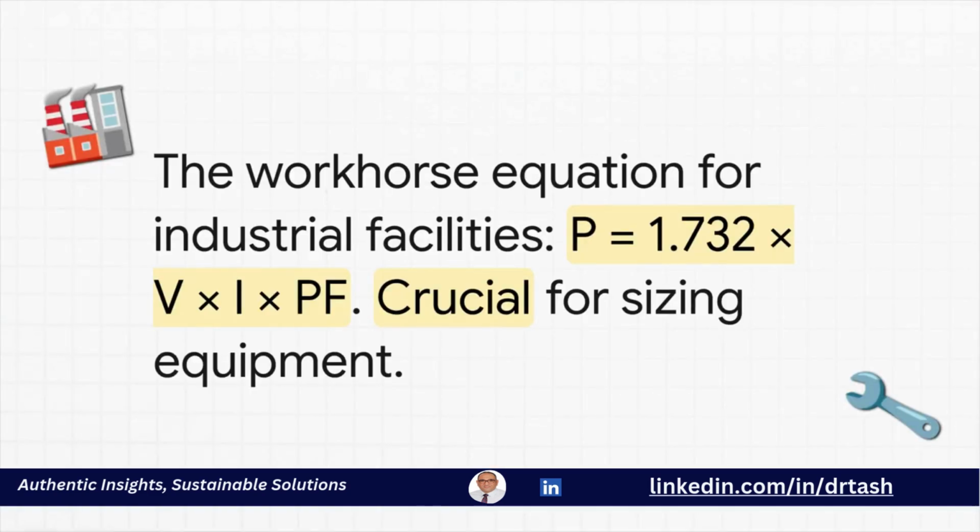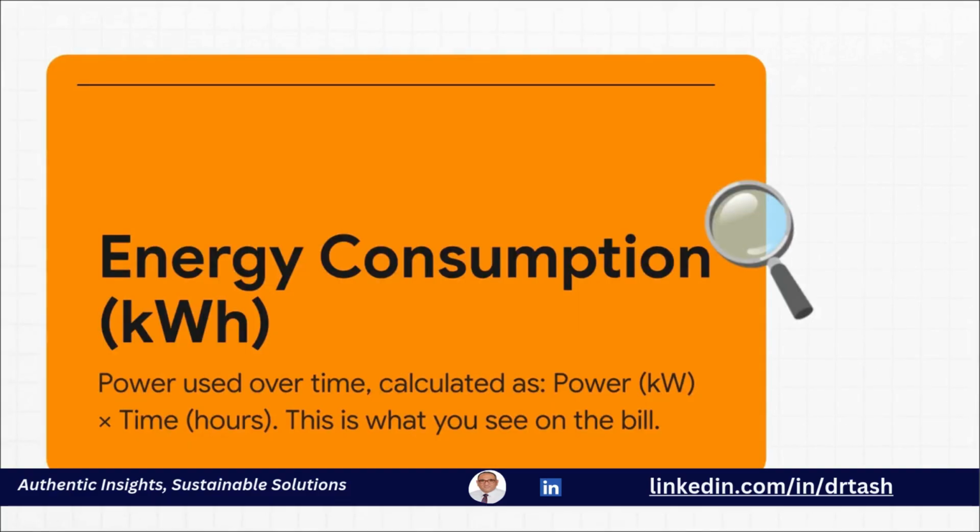In almost any facility we walk into, this is the money equation. The power in a three-phase system equals the square root of 3, our old friend 1.732, times the line-to-line voltage, times the line current, and critically, times the power factor. You absolutely have to have this calculation down cold to do anything meaningful, whether it's sizing new equipment or performing accurate measurement and verification. And of course, power is just a snapshot in time.